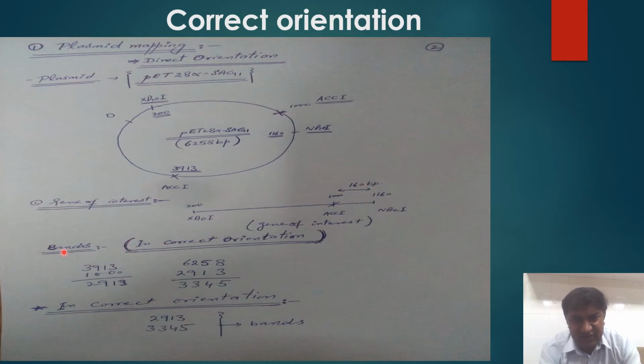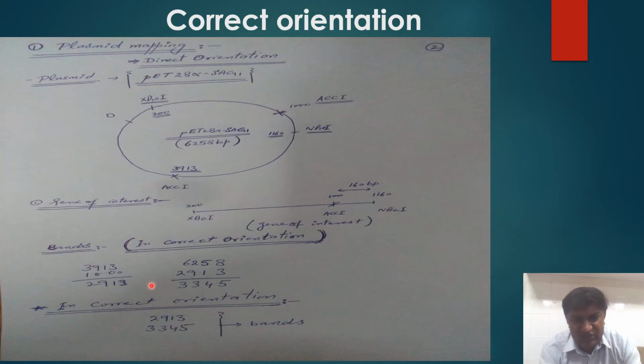So how can you find the correct band locations with the correct orientation? As I told you, you need to subtract. This one is the cutting site outside of the gene, and this site is the cutting site inside of the gene, 1000. You need to subtract it. This value will come 2913.